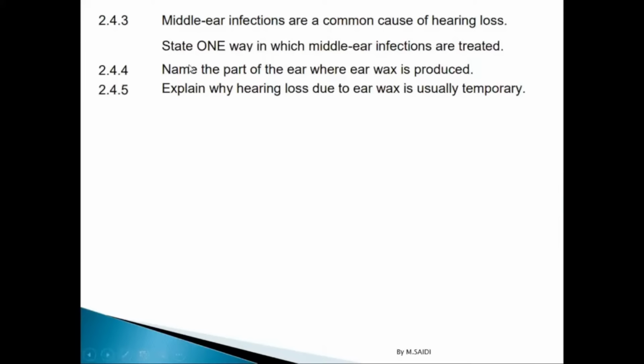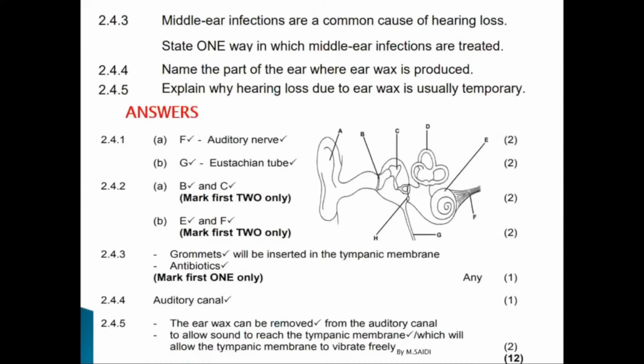Name the part of the ear where earwax is produced. That is cerumen. Sometimes we call it cerumen. That is the auditory canal. Explain why hearing loss due to wax is usually temporary. It means that you can remove the wax and then you come back to the normal hearing process, or you can hear nicely again. These are the answers of what we have tried to explain.